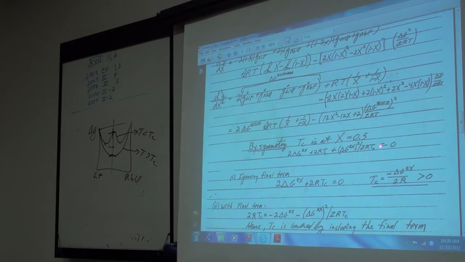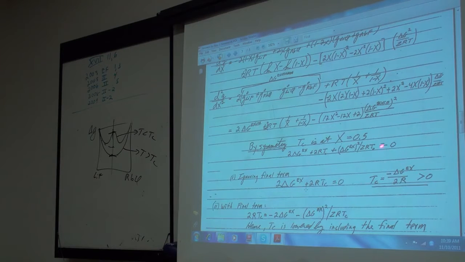So if I ignore the final term, which comes from the short-range order, then these first two terms equal 0. So the critical temperature is minus delta G exchange over 2R. The delta G exchange, as I wrote it here, I wrote it as negative. So the delta G exchange is negative going along that line. This is the stable pair. So this delta G exchange is negative, so the T critical is, of course, positive.